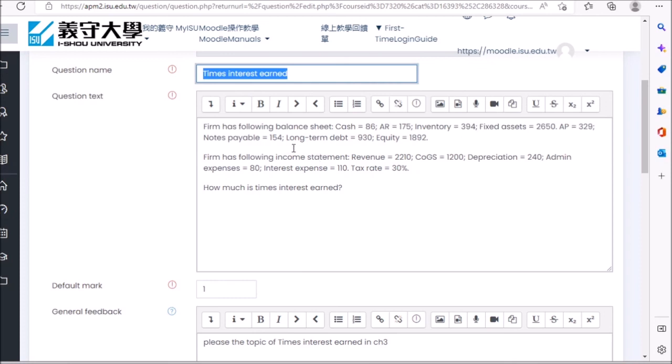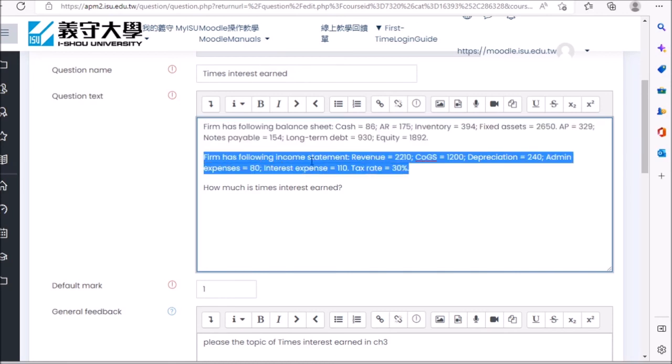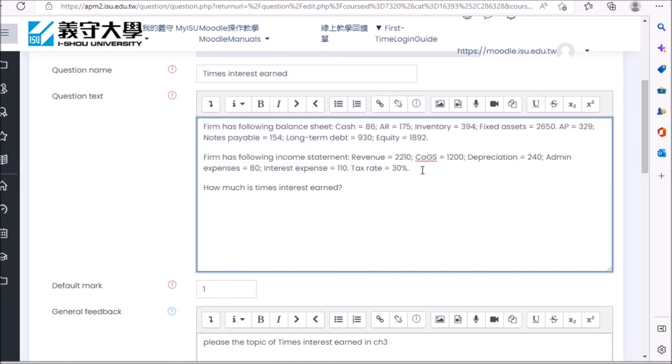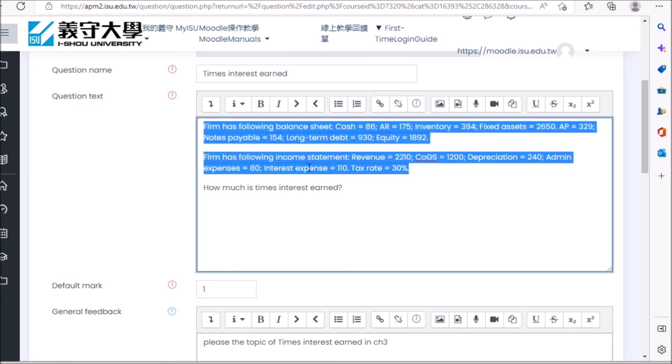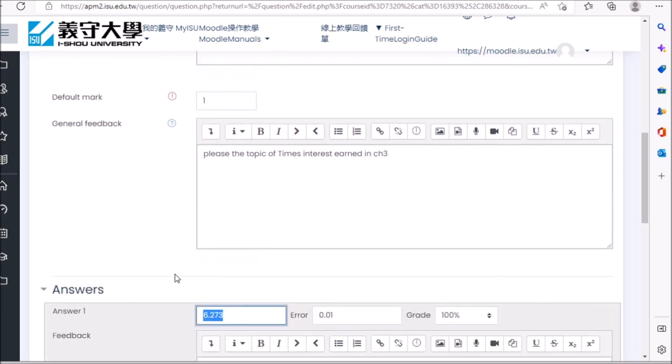And the last question on times interest earned, which is the ratio of EBIT to total interest expense. You have some information on the balance sheet here. Perhaps you might not need this. You have information on the income statement as well. You need to find out how much is the earnings before interest and tax from the income statement data, and have a look at the ratio to the interest expense, giving you 6.273.